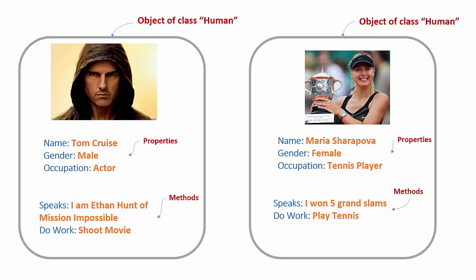But when you talk about a specific instance, the behavior varies. Their properties are common. For example, Tom Cruise has a name, Maria Sharapova has a name. But when you look at the actual value, which is the real name, they are different. For example, Tom Cruise's name is Tom Cruise. And in the second case, it is Maria Sharapova. So these names are different, but the properties are common.